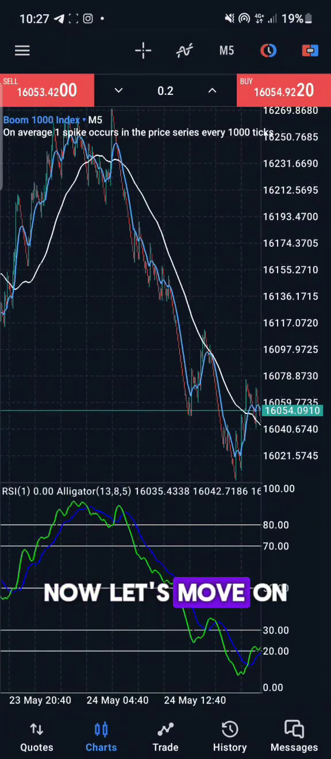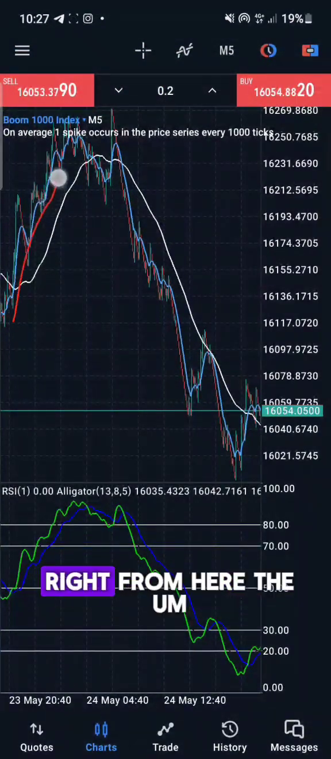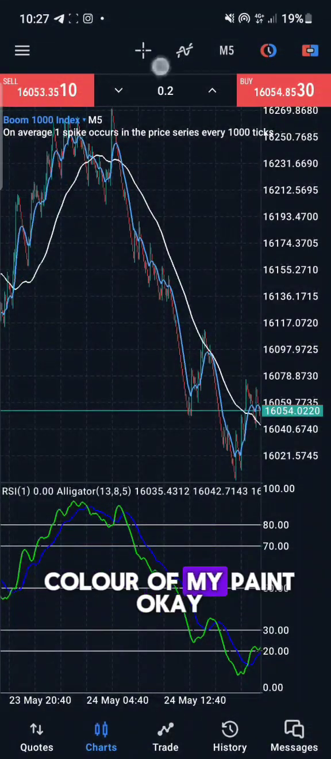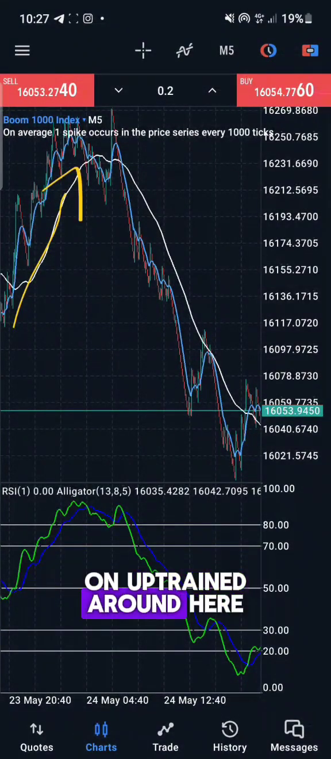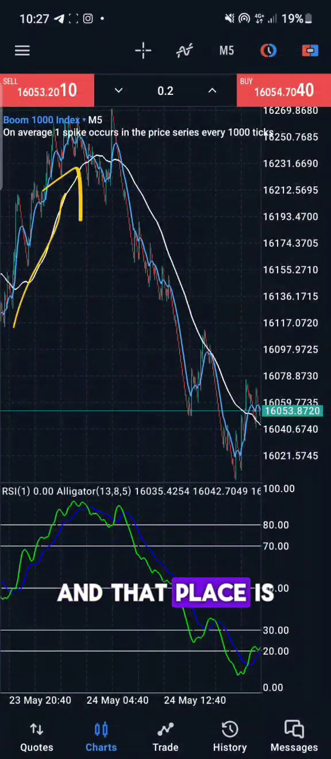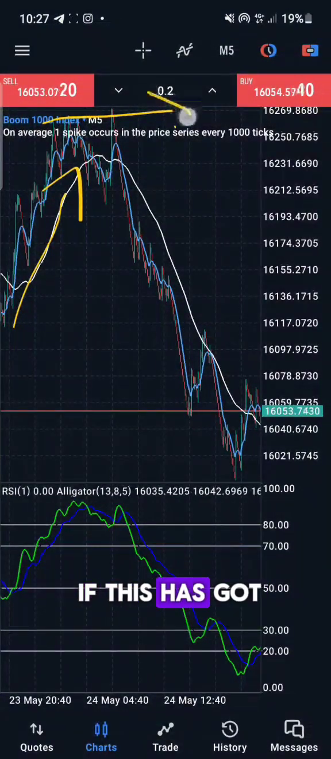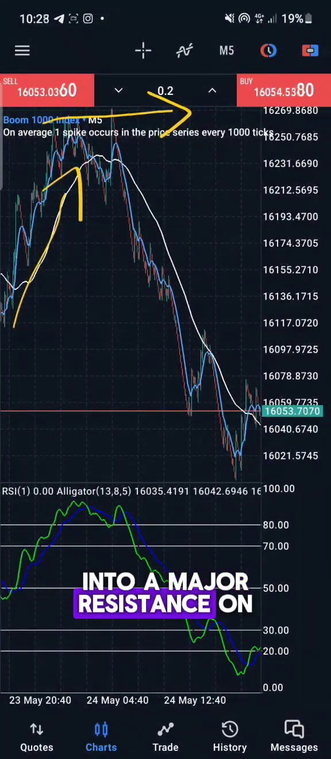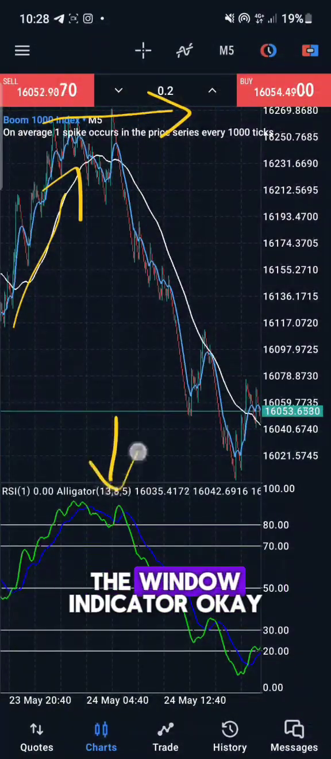Okay, now let's move on to what we have right here. So right from here, let me change the color of my pen. Okay, the market was on an uptrend around here, but do you know what, it will get to a level that it won't be able to go further. Okay, and that place is called the resistance zone. How do I know if this has gotten to a major resistance zone and if it's not going to break out from there? You come back to the window indicator.